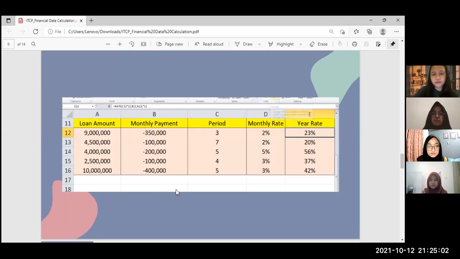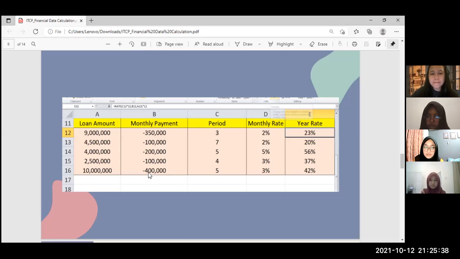And this is the example for the RATE. The formula for the monthly rate is equal RATE open bracket C12, the period in years, is NPER, so we must multiply with 12, separator, B12, the monthly payment, is PMT, separator, A12, the loan amount, is PV, and close bracket. We get the result of 2%.